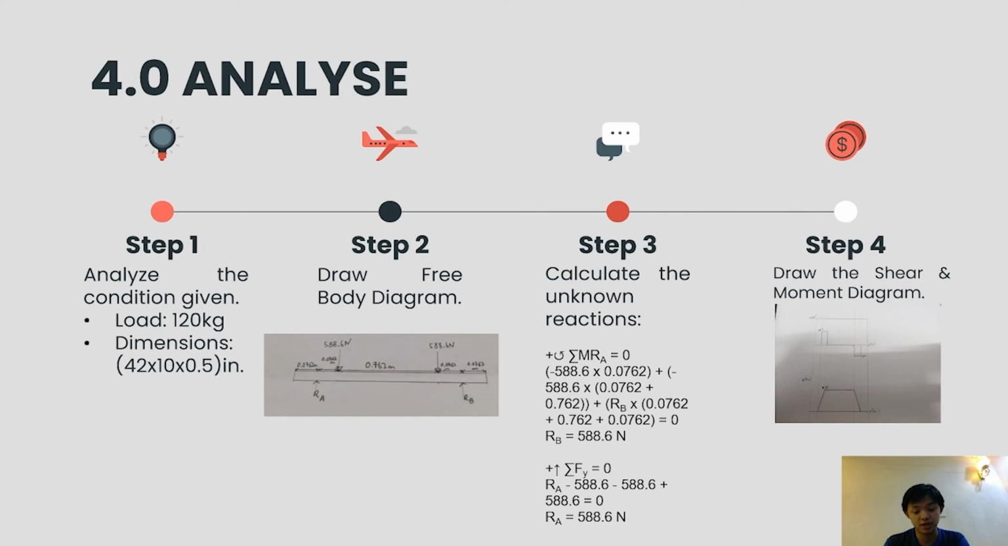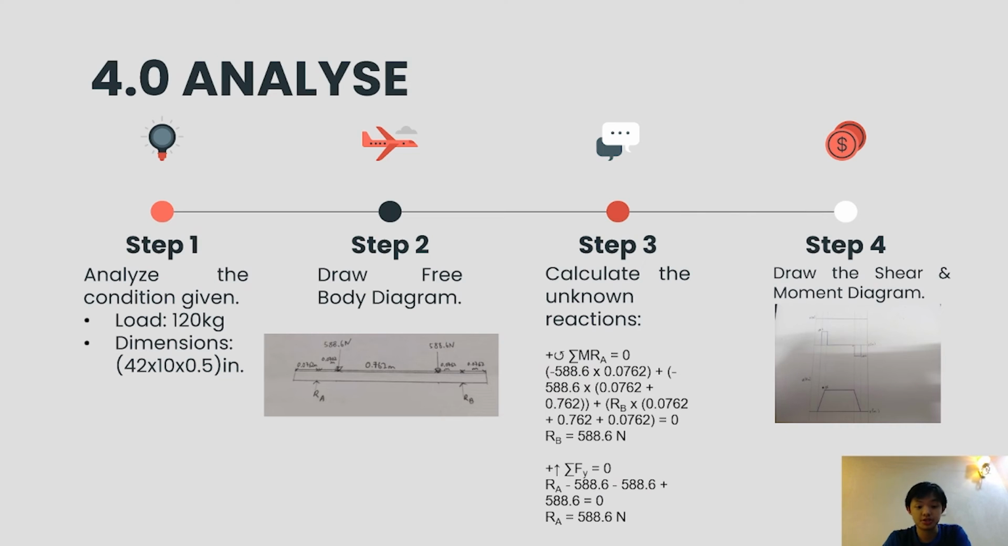By using the free body diagram, we can calculate the reaction forces A and B using the static formula, which assumes that the sum of the moments about reaction force A in the anti-clockwise direction is equal to 0. And we get reaction force B equal to 588.6 Newton, as shown in the calculation. Next, we can calculate reaction force A by assuming that the sum of all vertical forces is equal to 0, and we find that reaction force A is also equal to 588.6 Newton.